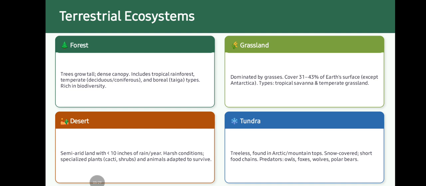Tundra: treeless, found in the Arctic and on mountain tops. Snow covered, short food chains. Predators, that is owls, foxes, wolves, polar bears.